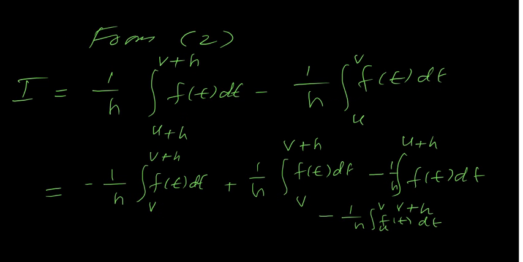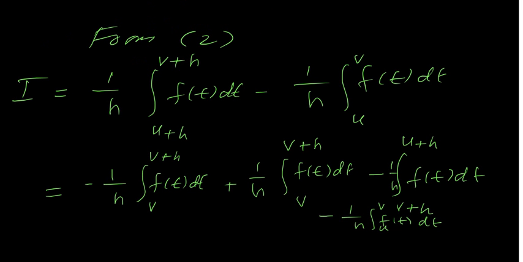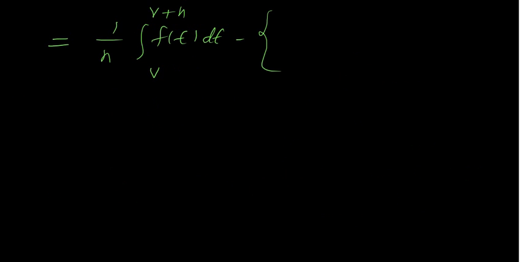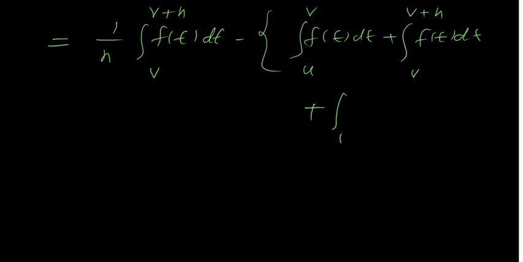This is equal to, so first I will take the positive term, which is equal to 1 over h integral v to v plus h f of t dt. Then it's minus times the rest of the terms. So first of all I will write u to v, then v to v plus h, it's equal to integral u to v f of t dt plus integral v to v plus h f of t dt plus integral v plus h to u plus h f of t dt.